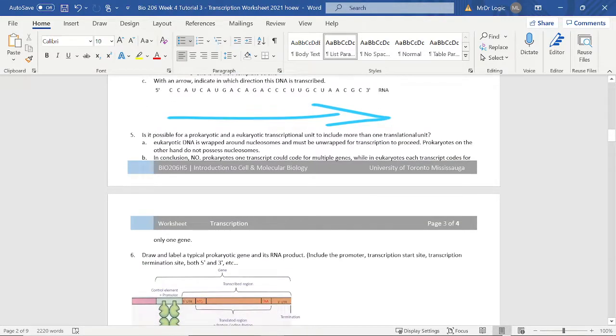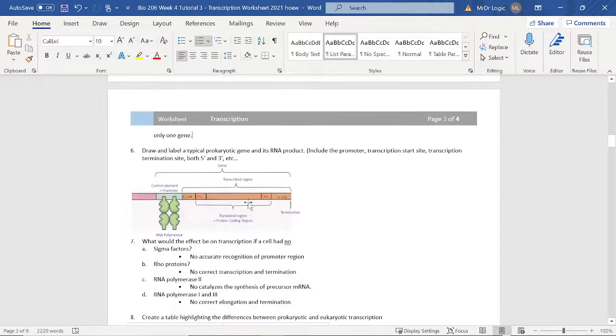Okay, is it possible for prokaryotes and eukaryotes? No, just simply no. In conclusion, no. Prokaryotes can do multiple, but eukaryotes can only do one at a time. And this is the more technical reason. You can pause and read it.